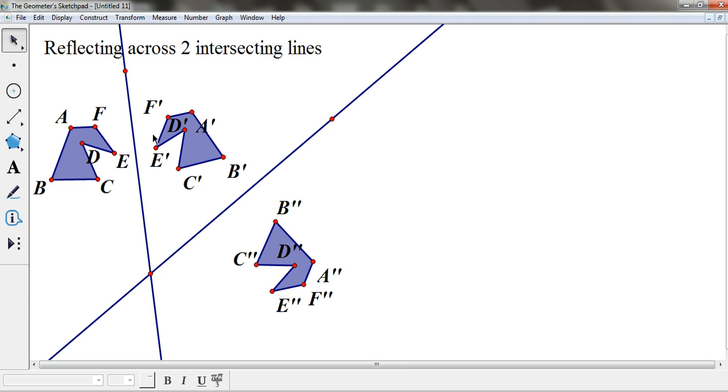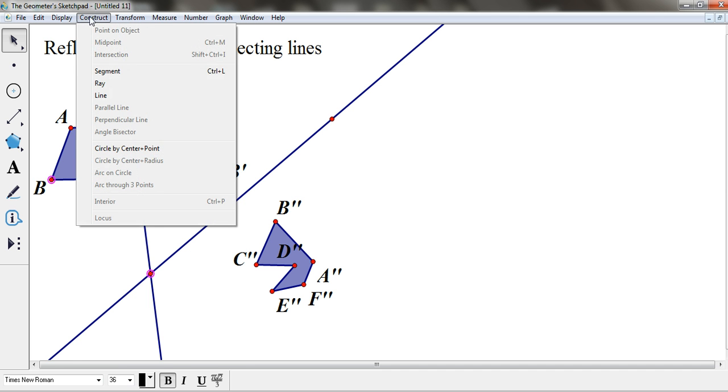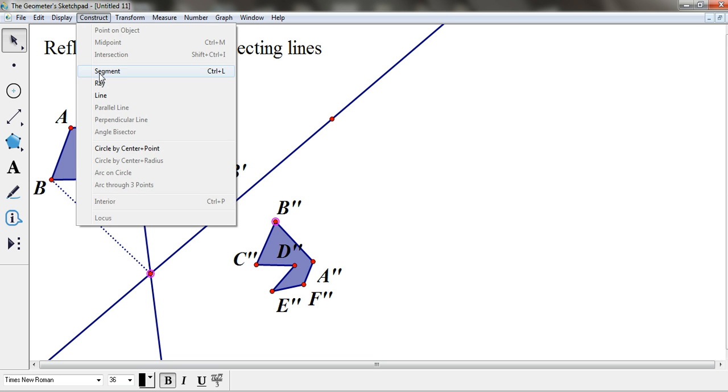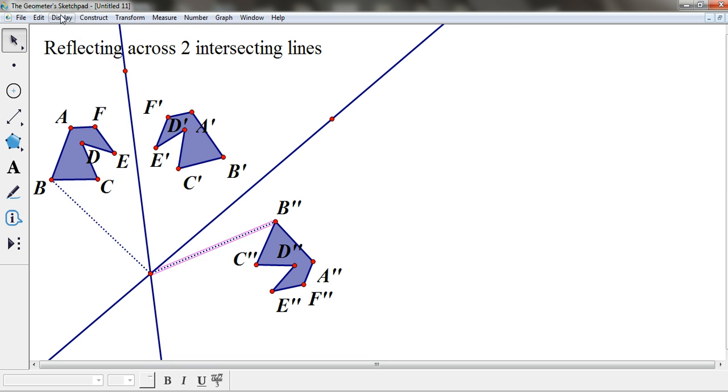So what I'm going to do is make a segment from B back to that point of intersection. And I think I'll make it dotted. And from B double prime back, and again make it dotted. Okay, so this is my angle of rotation, and I'm going to mark it as such.